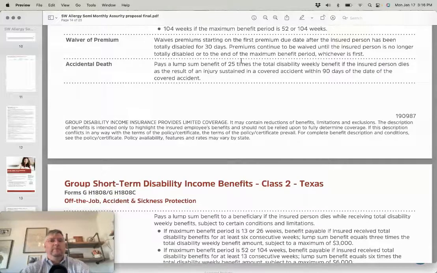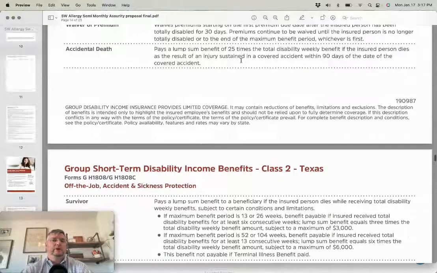Waiver of premium. Waives premium starting on the first premium due date after the insured person has been totally disabled for 30 days. Premiums continue to be waived until the insured person is no longer totally disabled or to the end of the maximum benefit period, whichever is first. I think that's pretty self-explanatory.